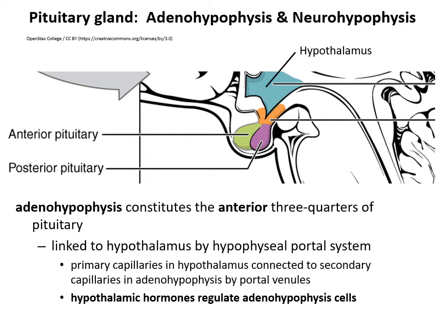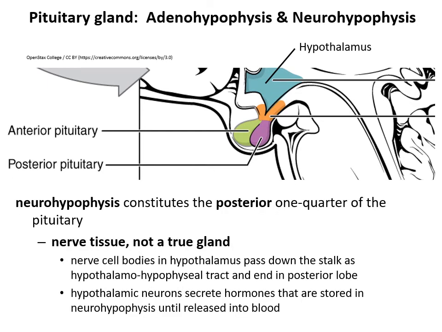The adenohypophysis is the anterior 3/4 of the pituitary, and it's linked to the hypothalamus through that hypophyseal portal system that I discussed earlier. So there are capillaries in the hypothalamus that are directly connected to capillaries in the adenohypophysis by portal venules. So the hormones produced by the hypothalamus are directly sent to this structure.